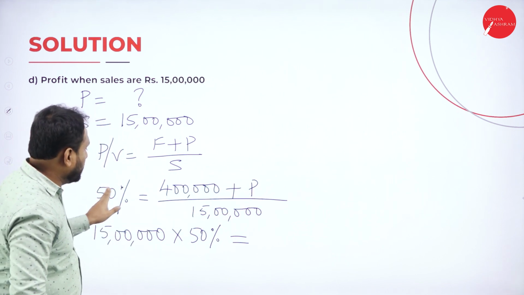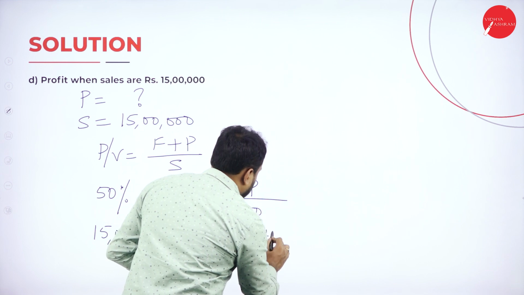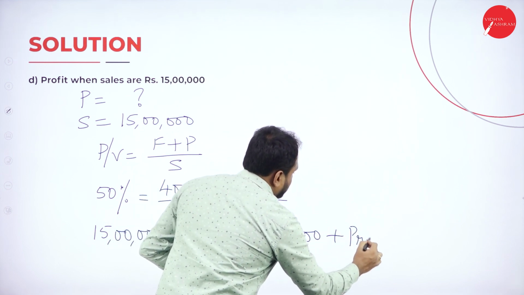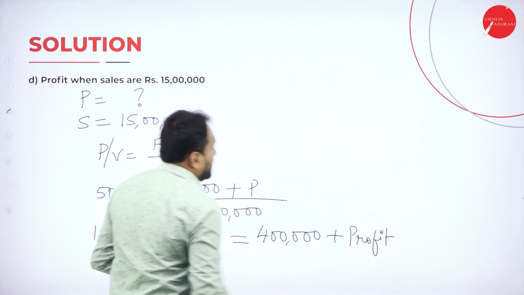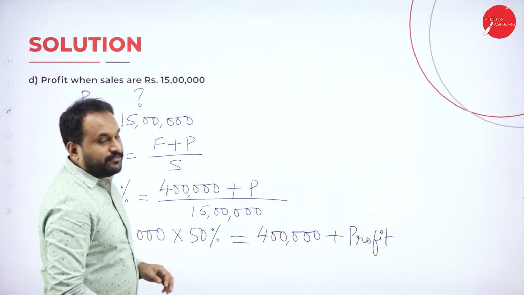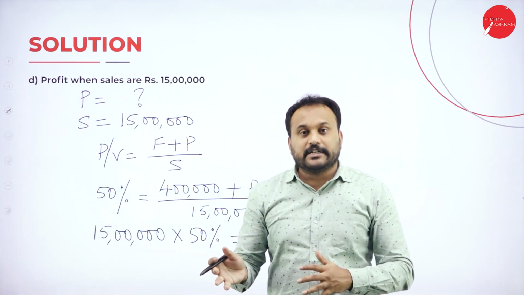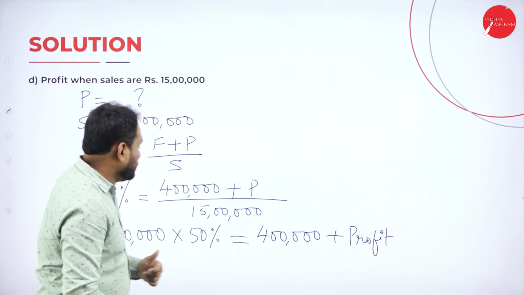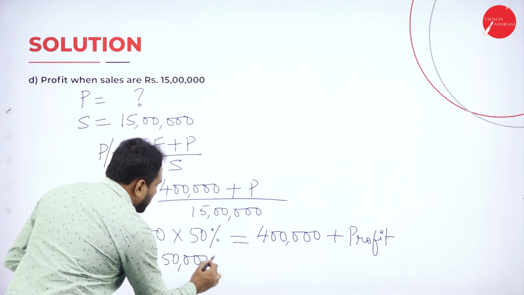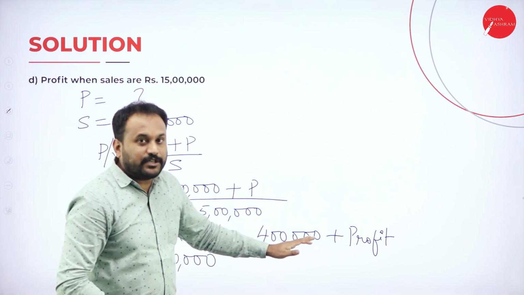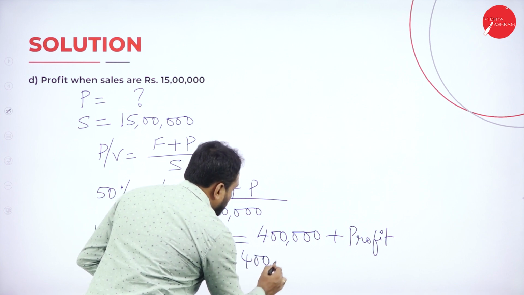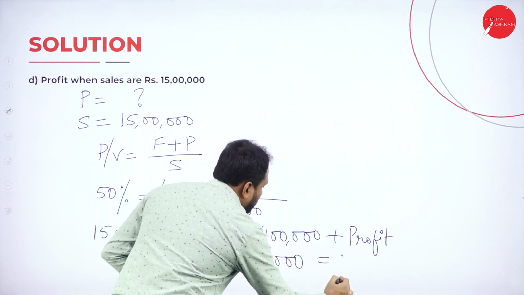now the remaining, whatever it is, we will write it. Now this has gone here. Now the remaining is what? 4 lakh plus profit. So we'll substitute it. 15 lakh into 50%. That means half of it is how much? That is 7 lakh 50,000. So we'll write here 7 lakh 50,000. Now this 4 lakh which is here, it will come to the next side. So it is minus 4 lakh. Minus 4 lakh is equal to profit.